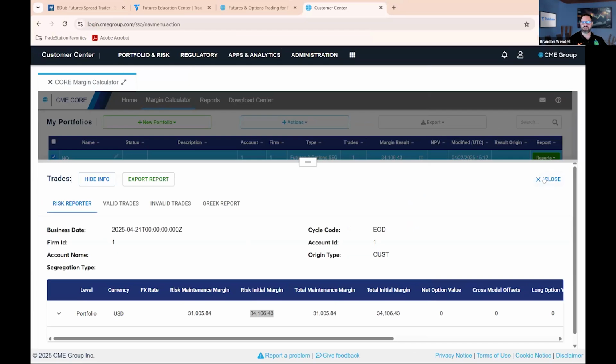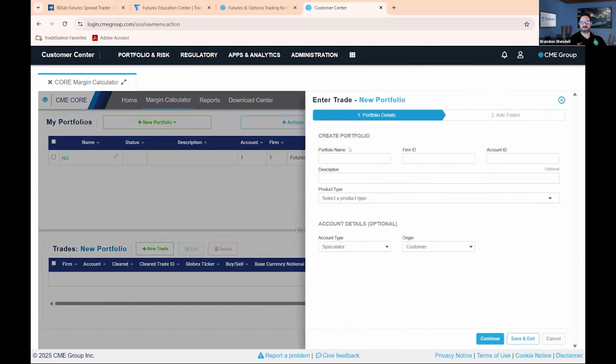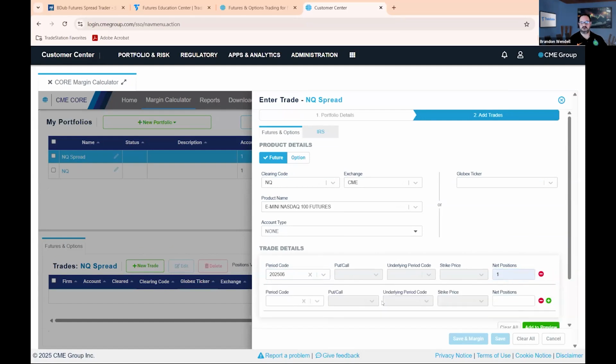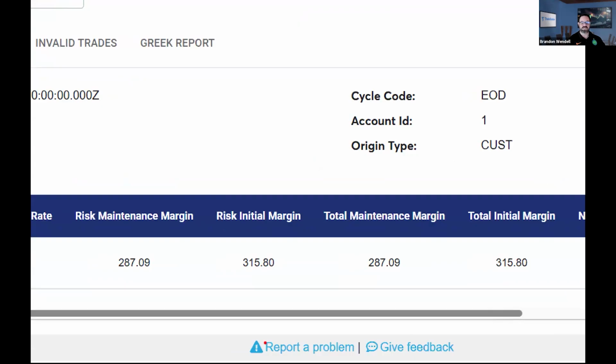Now, if I want to do a spread, instead of buying just the NASDAQ, we can go ahead and bring this back up again. And I'll do NQ spread. And once again, we'll bring up NQ. And we're going to do, once more, the June contract, long 1. But we're also going to do the, nope, I want September. There it is. September contract and short 1. So it's doing the report right now. And if I want to hold both of those overnight, take a look at what the margin is. Not 30,000. It's $315.80 to hold that overnight. Long 1 and short the other.